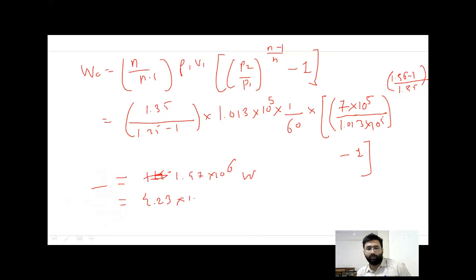4 point, 10 raised to. So this will be watt, or you can write down 4.23 kilowatt. No problem. This is your indicated power, 4.23.